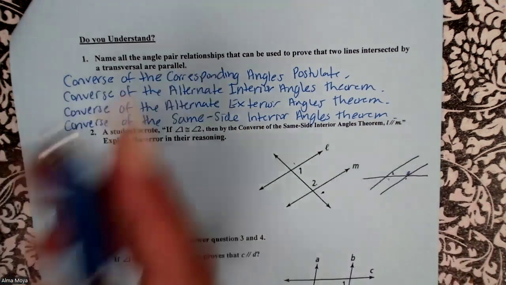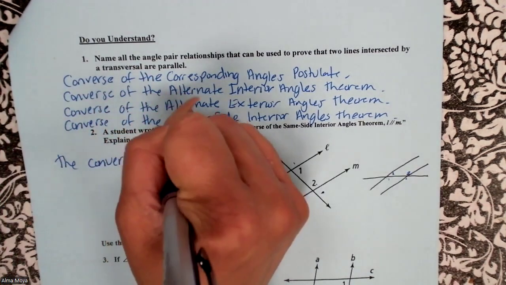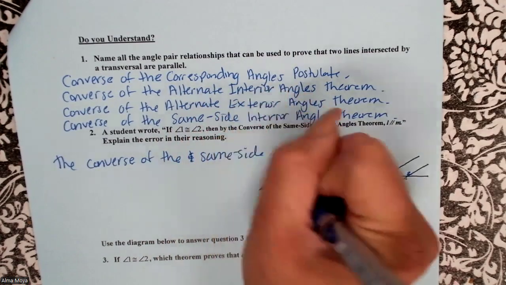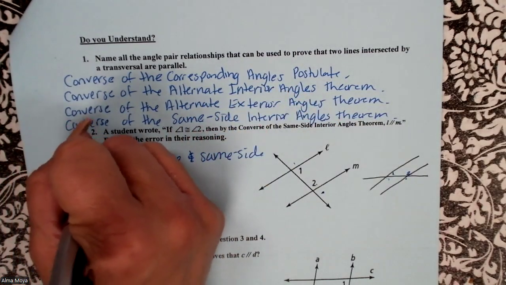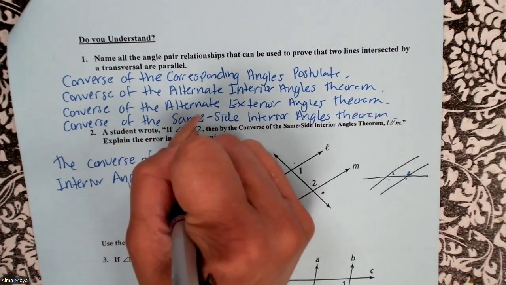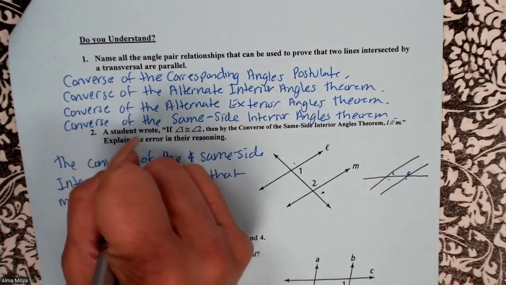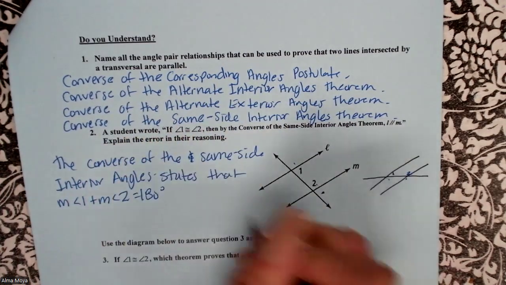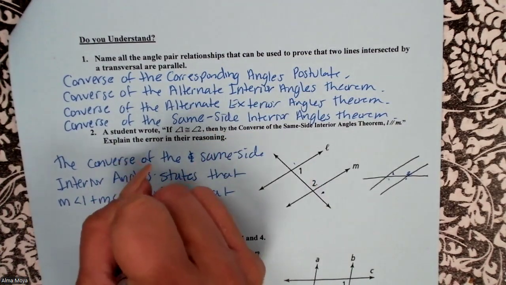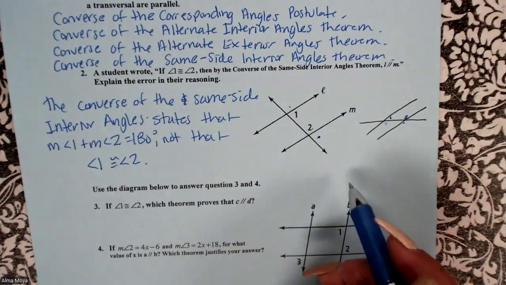So right here, I'm going to say that the converse of the same side interior angles states that measure of angle 1 plus the measure of angle 2 equals 180 degrees. Not that angle 1 is congruent to angle 2. The only way would be if they're both 90 degrees.